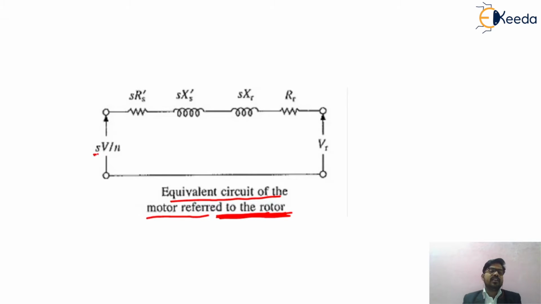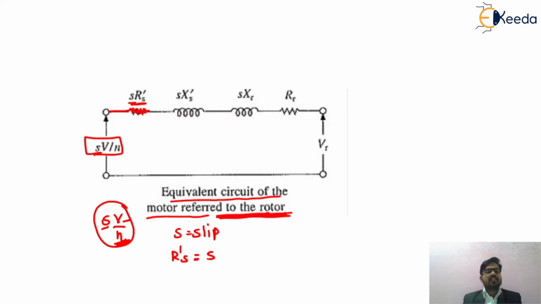Okay, so friends, this will be the input voltage, that is S into V by N, that we had already discussed earlier. So this will be the voltage, this is the stator to rotor turns ratio, this is R dash s. S is the slip. Basically R dash s is the stator resistance. So it is the stator resistance referred to the rotor circuit.